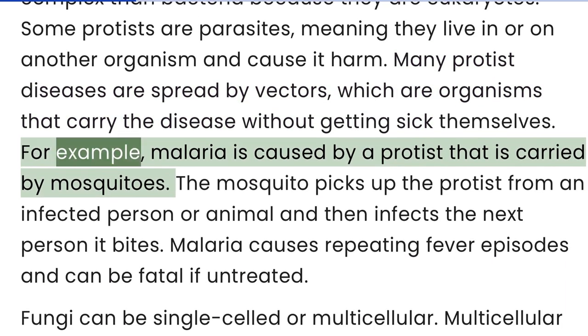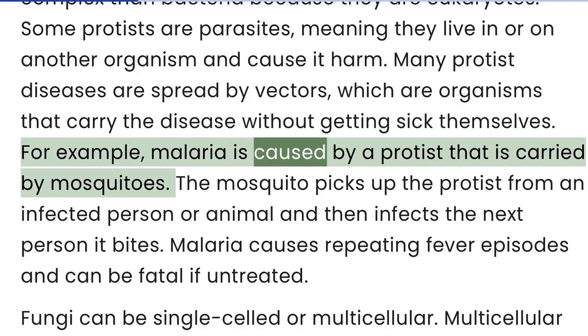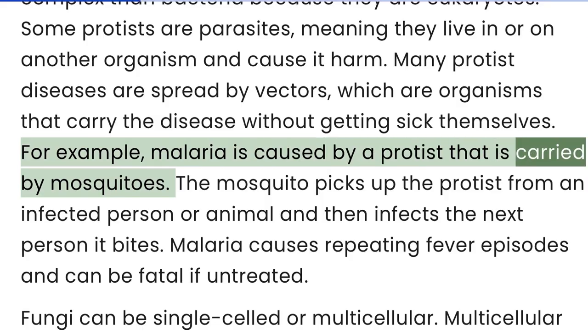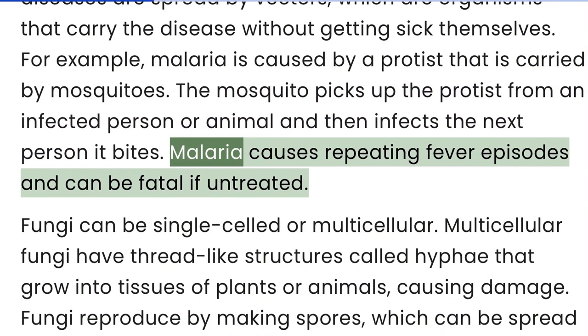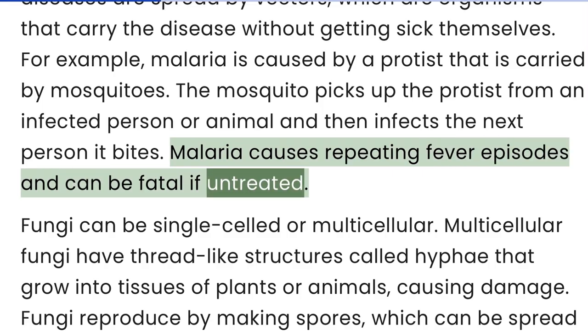For example, malaria is caused by a protist that is carried by mosquitoes. The mosquito picks up the protist from an infected person or animal and then infects the next person it bites. Malaria causes repeating fever episodes and can be fatal if untreated.